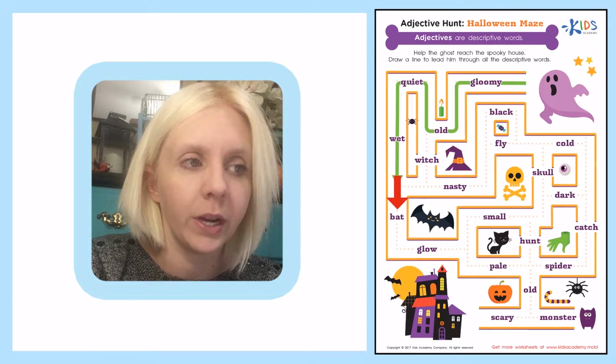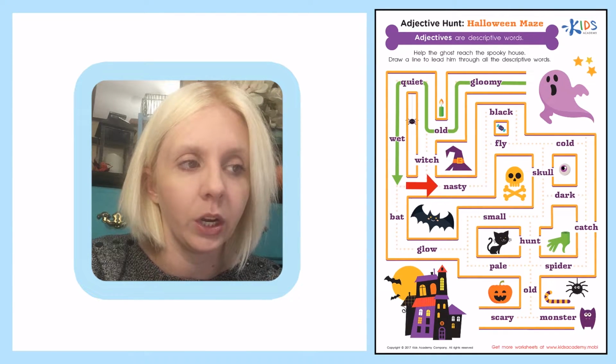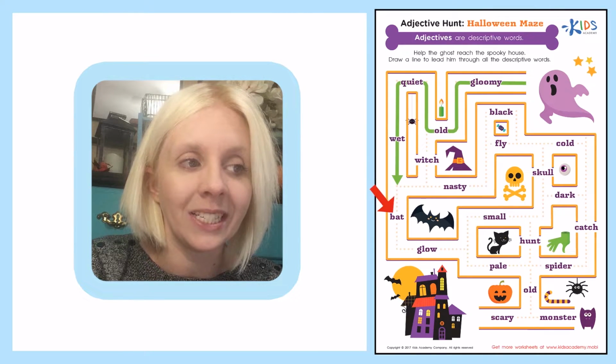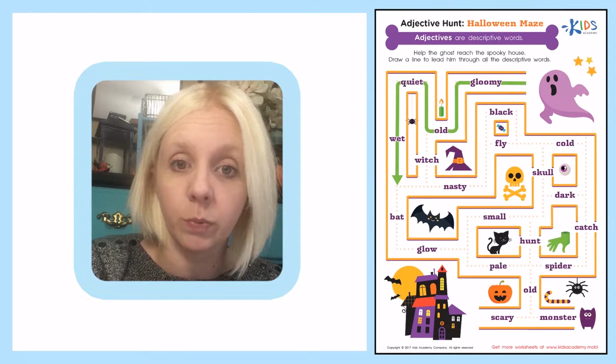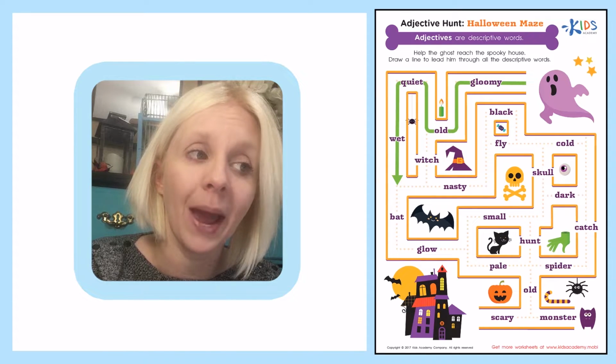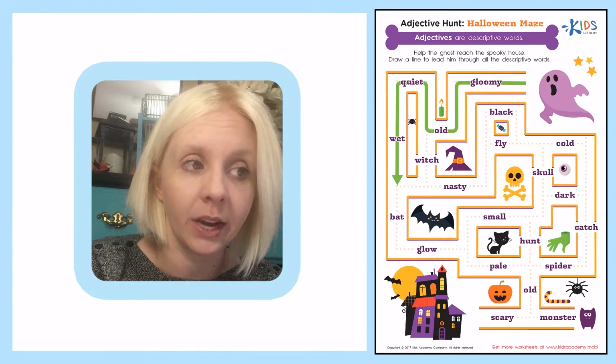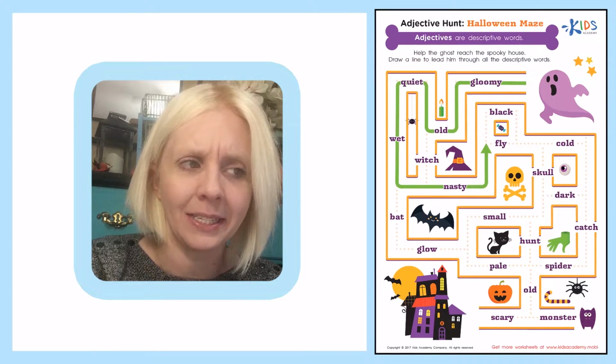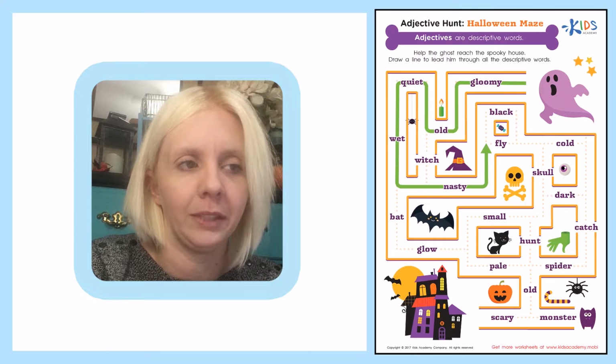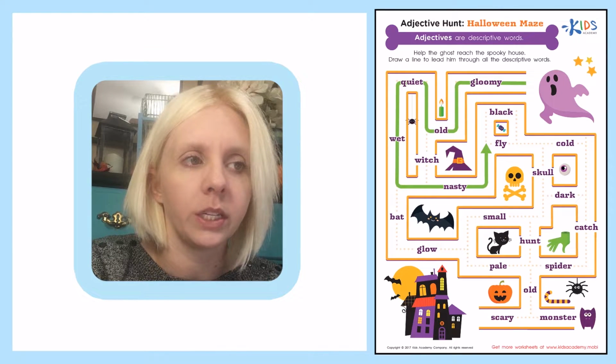Now we can go one of two ways. We can either go this way or we can go this way. This one is bat. Is bat a descriptive word? Nope, bat is a noun. It is a person, place, or thing. So we're going to go on to the next one. The next one is nasty. Ooh, look at that nasty piece of broccoli. Ooh, nasty. Okay, go on to the next one.